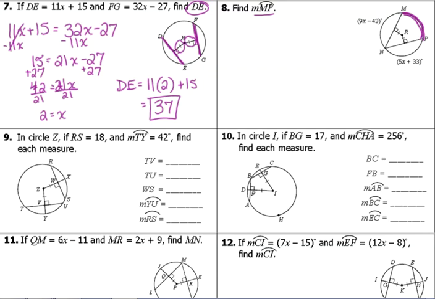So let's see what is marked. We have equal distances from the center. That's marked there with those tick marks. So if we have equal distances from the center, our chords are equal. If our chords are equal, then our arcs are equal. So 9x minus 43 is equal to 5x plus 33.